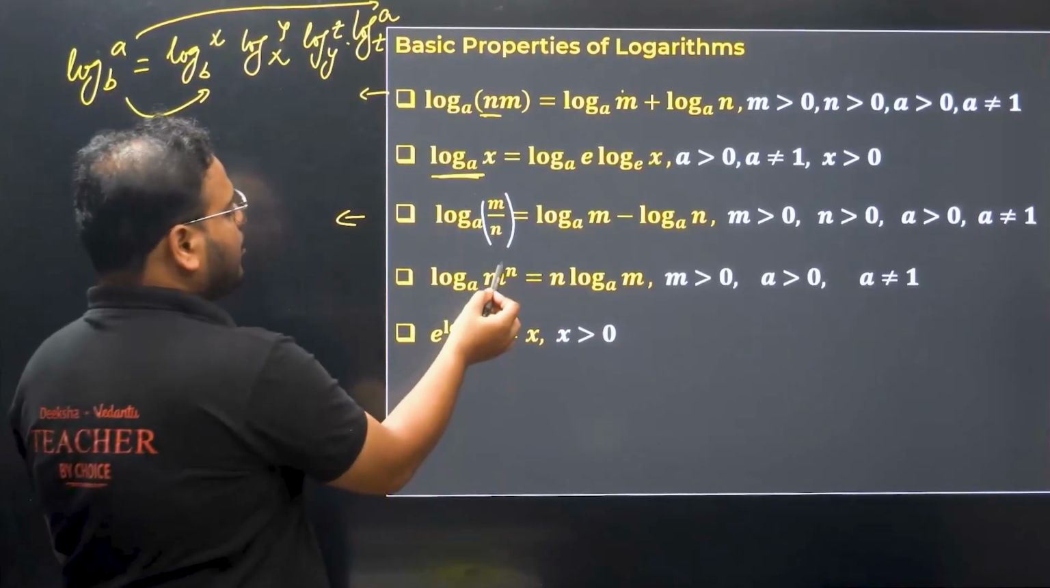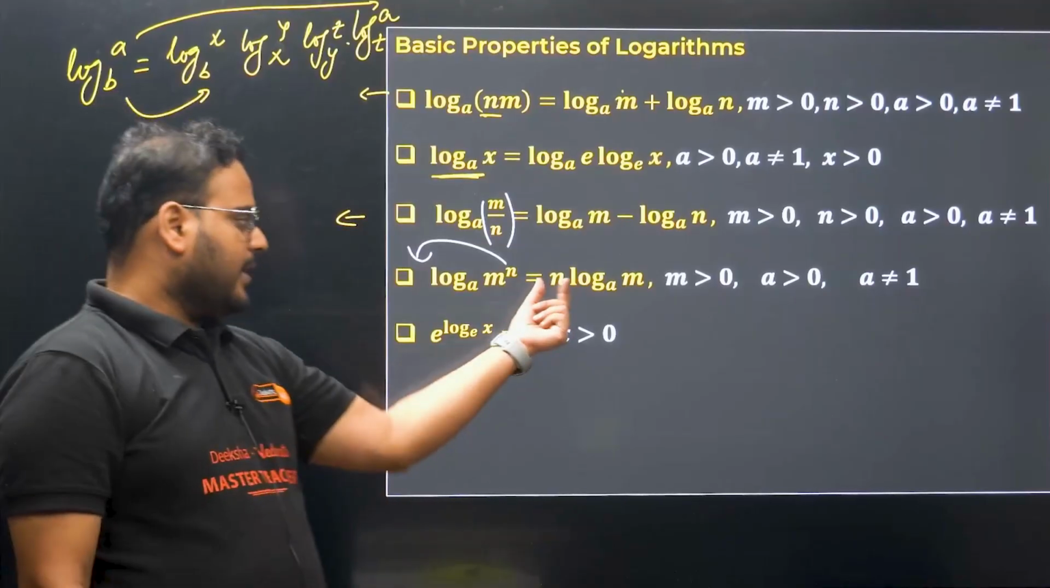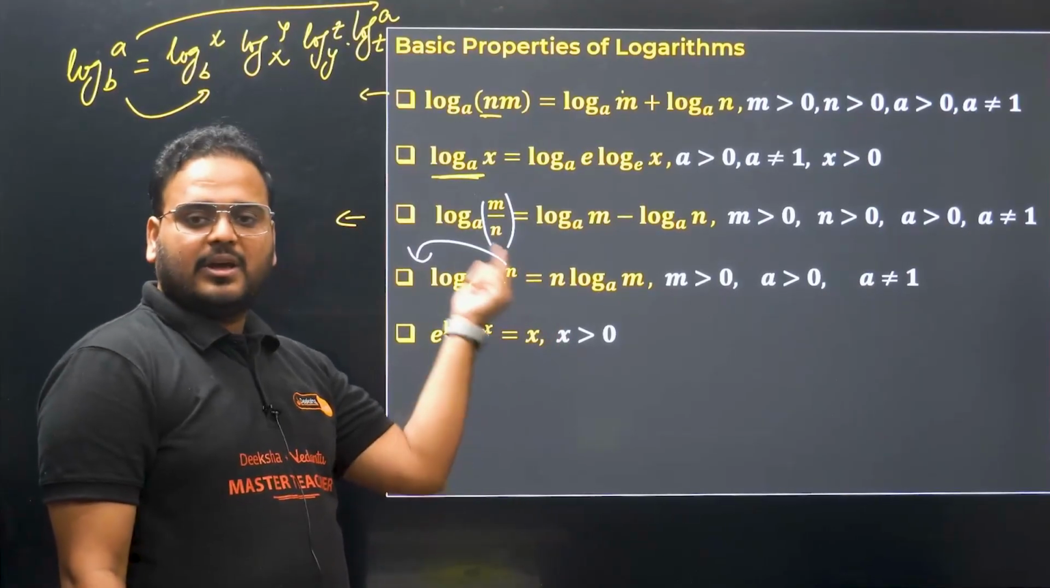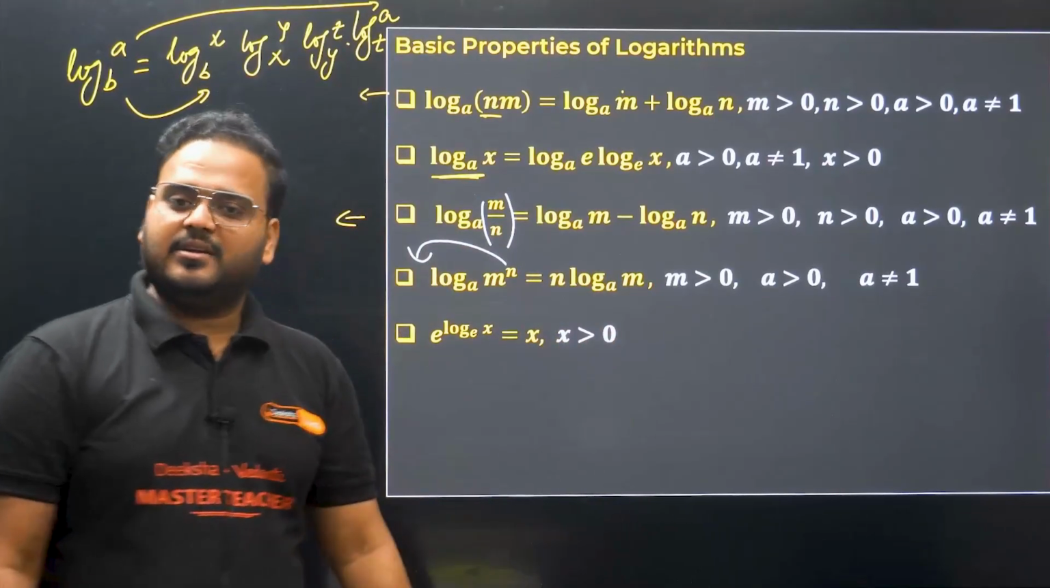Now this is the power rule. The power comes as the coefficient: n log m. This n was the power of m, right? So n, the power, comes in front as the coefficient of the log. Log m with the base a remains as it is.